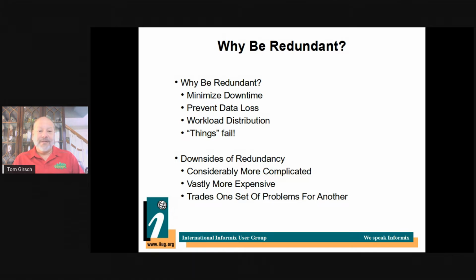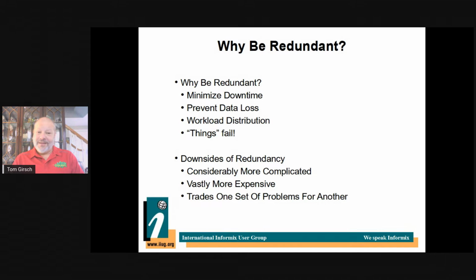You can gain some performance benefits by distributing the workload across multiple nodes, so it's a nice side effect of redundancy. And finally, this is a theme I'm going to hit on a lot throughout this presentation: things, in scare quotes, fail. What is a thing? Well, lots of things are things, and we'll discuss that a little bit.